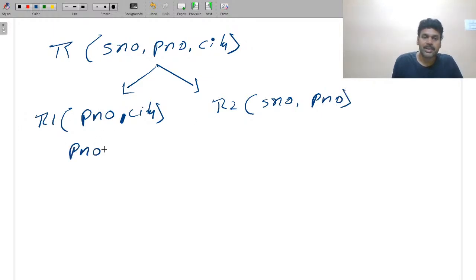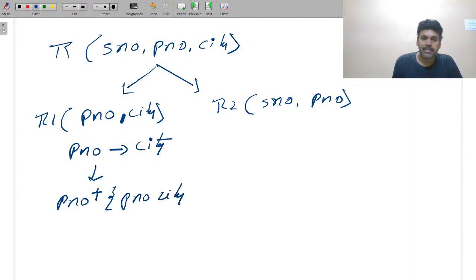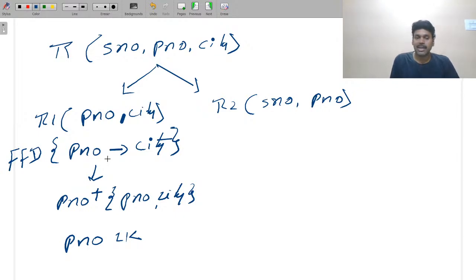So the production is P number implies city. P number closure: if you find, you will get P number city. Therefore, P number is a candidate key. Hence, this production which we are writing is not a TD this time. It is a fully functional dependency, as this doesn't have any number of columns except 2. As the LHS is a key, then this production becomes FFD.